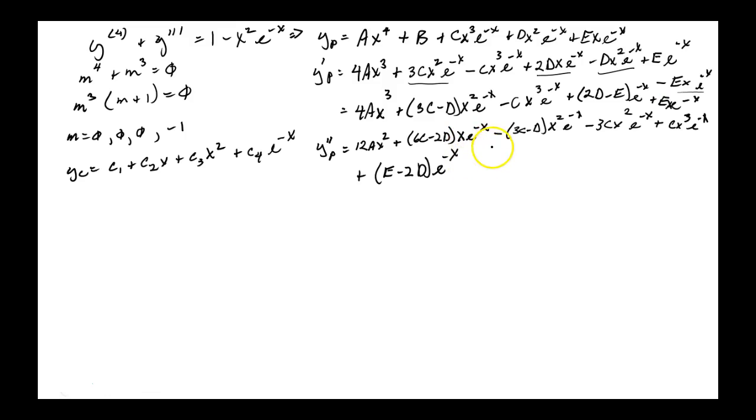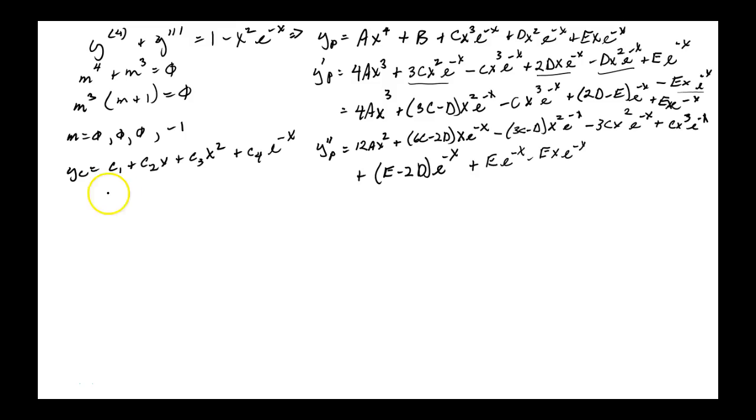Okay. It's another product rule one, but that's going to be a plus e to the minus x, minus an x e to the minus x. All right. There's my y double prime.